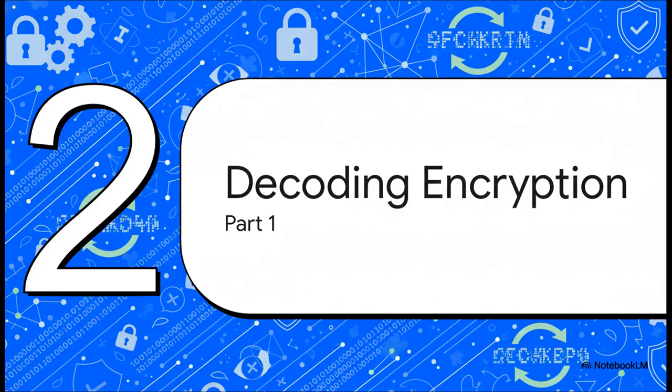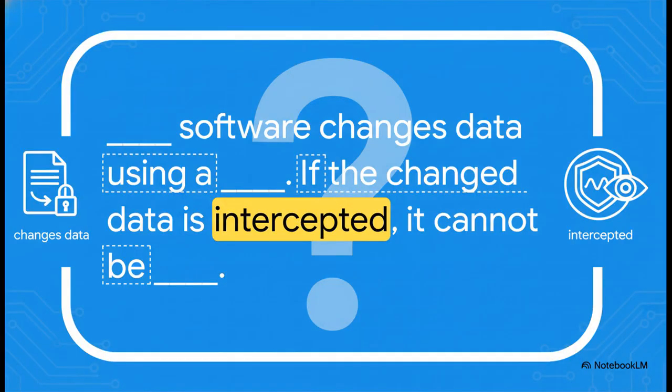All right, part 1. This first chunk is all about something super important, keeping our data safe. Locking it down so no one else can read it. We're talking, of course, about encryption. So here's the first bit of the puzzle. We've got software changes data using a blank. And then, if the changed data is intercepted, it cannot be blank.